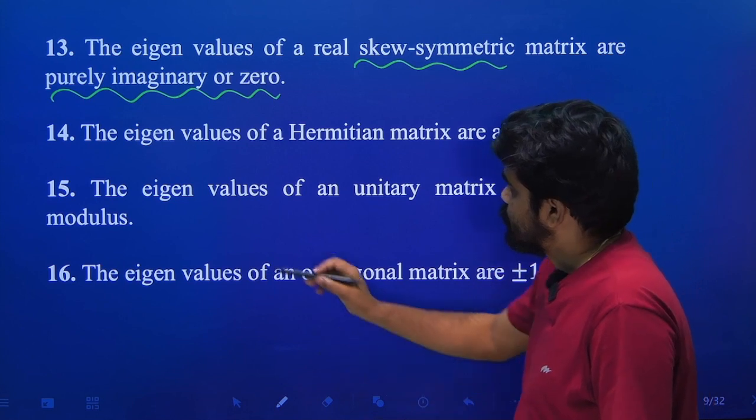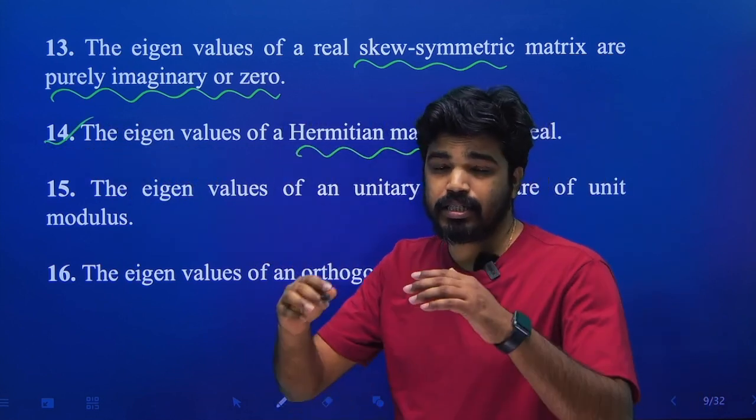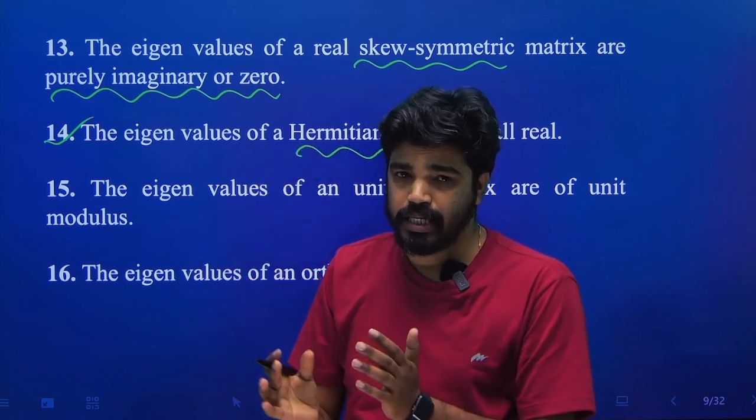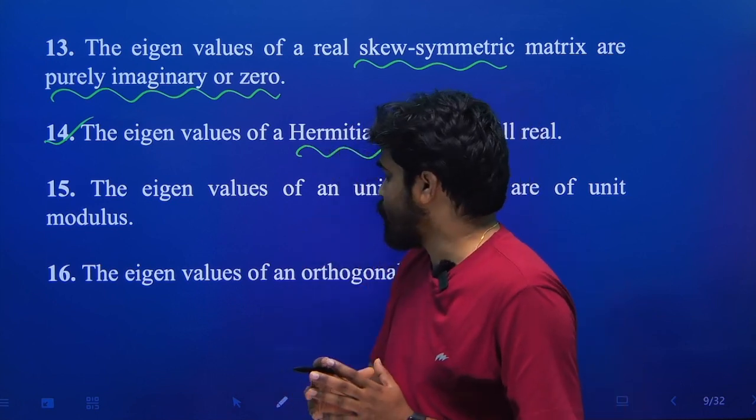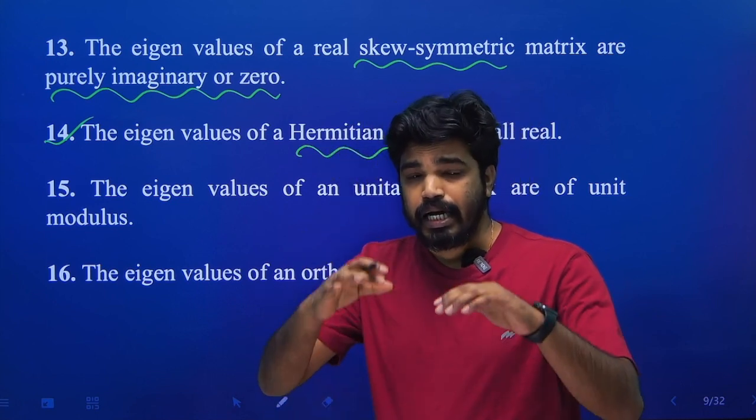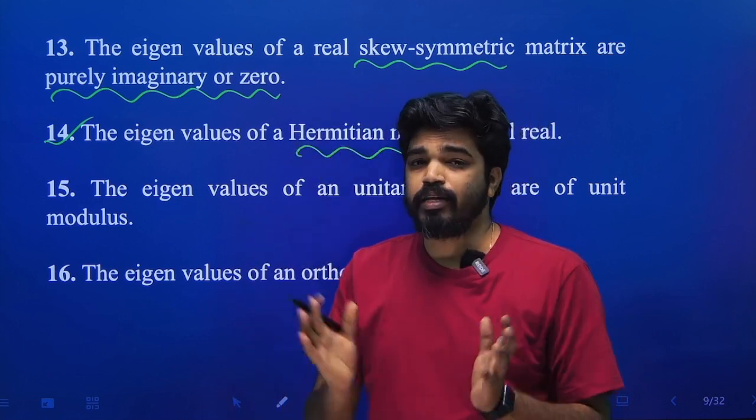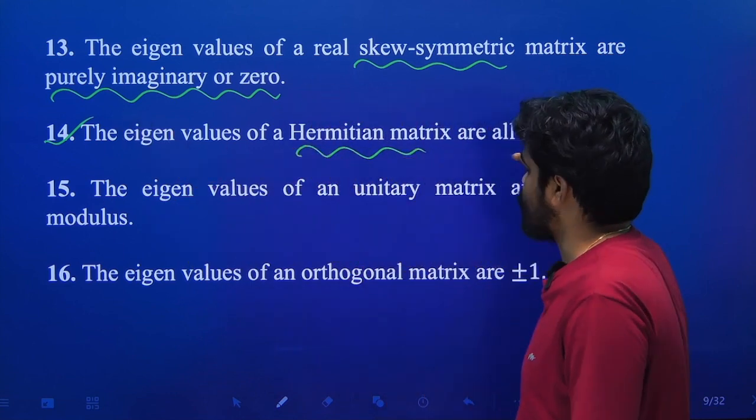Okay, the eigenvalues of a Hermitian matrix. Hermitian matrix means complex matrix. দেখো আমরা রিয়েলে যেটা সিমেট্রিক ম্যাট্রিক্স বলি, কমপ্লেক্স সেটাকে বলে হার্মিশিয়ান ম্যাট্রিক্স। রিয়েলে যেটাকে আমরা স্কিউ সিমেট্রিক ম্যাট্রিক্স বলি, কমপ্লেক্সে সেটাকে বলি আমরা স্কিউ হার্মিশিয়ান ম্যাট্রিক্স। রিয়েলে যেটা আমরা অর্থোগোনাল ম্যাট্রিক্স বলি, কমপ্লেক্সে সেটাকে বলা হয় ইউনিটারি ম্যাট্রিক্স, রাইট? So the eigenvalues of a Hermitian matrix are all real.